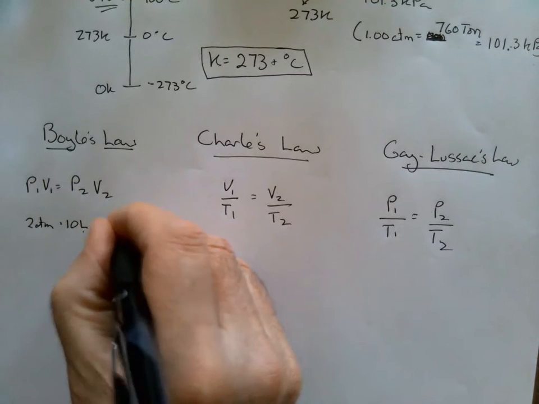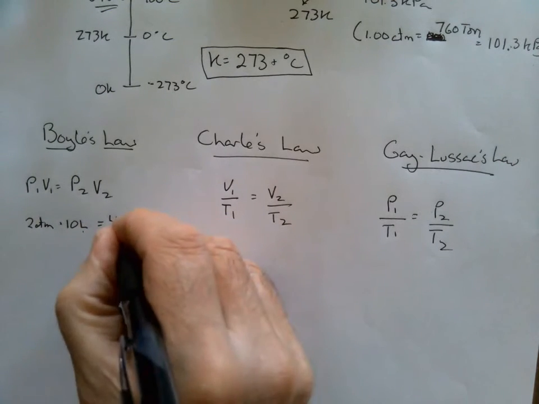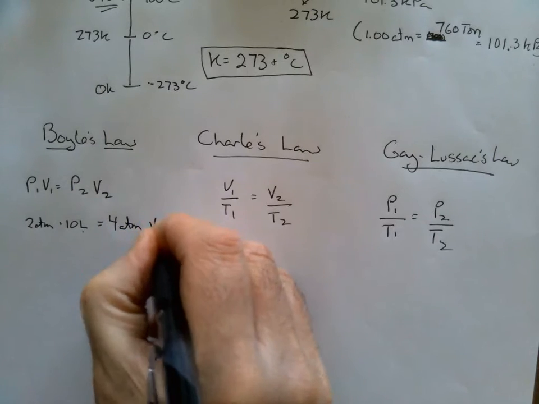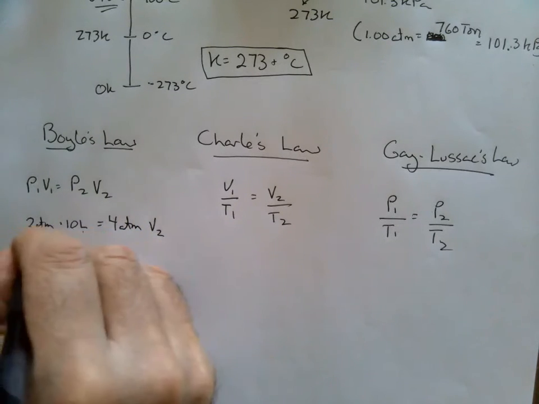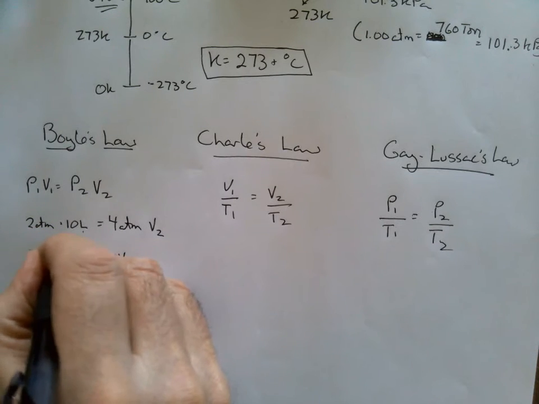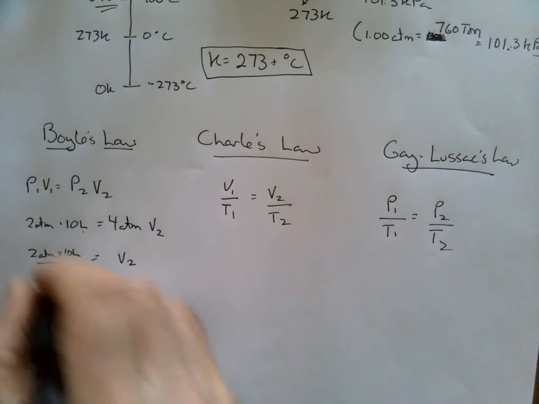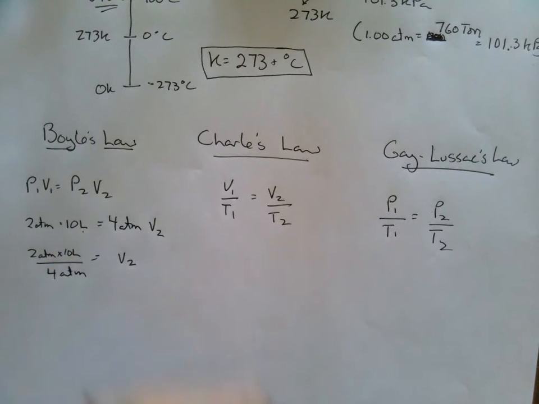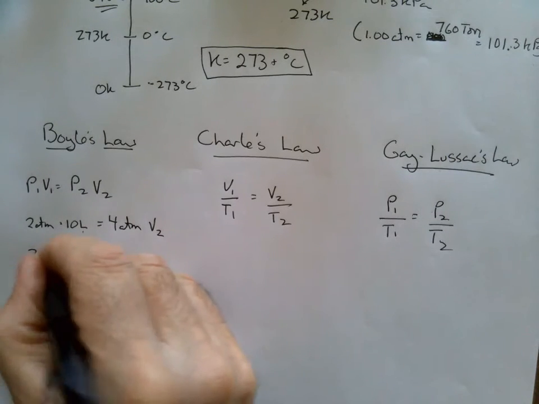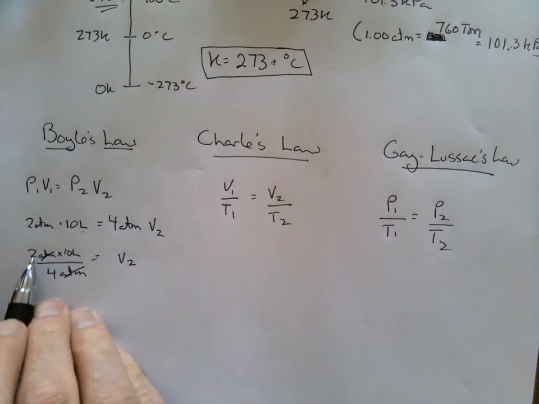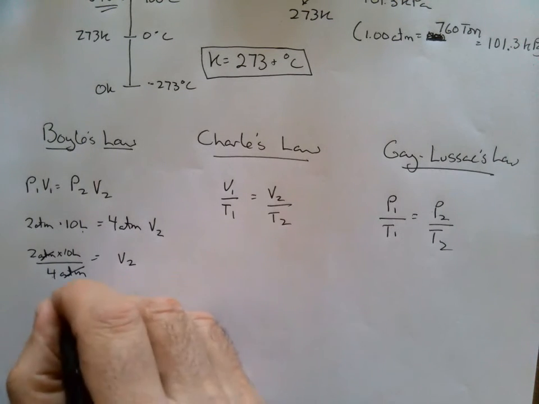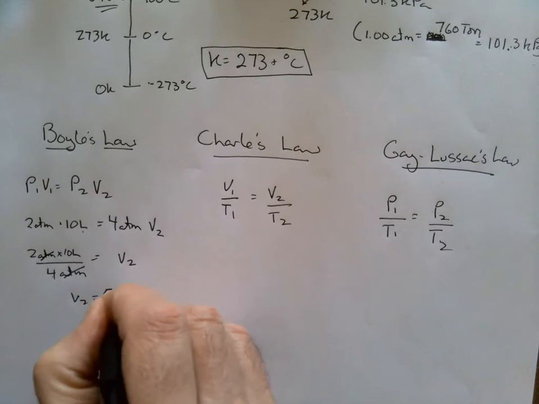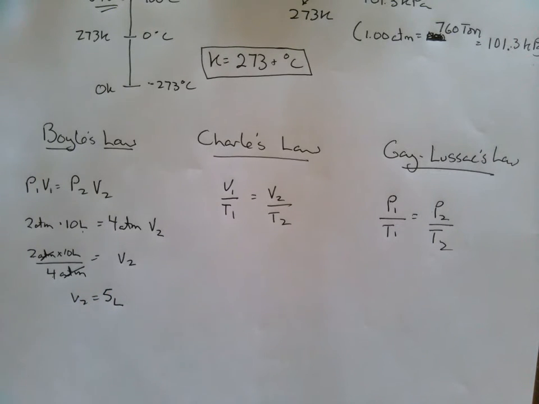Let's say that we increase the pressure to 4 ATMs. What's the new volume? Volume 2 would be equal to 2 ATM times 10 liters over 4 ATM. You can now cancel out your units here because they're the same. 2 times 10 is 20, divided by 4 is 5. So our new volume is 5 liters. That's just an example of how to use Boyle's law.